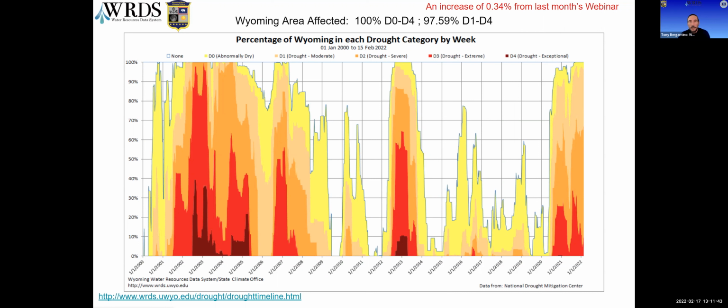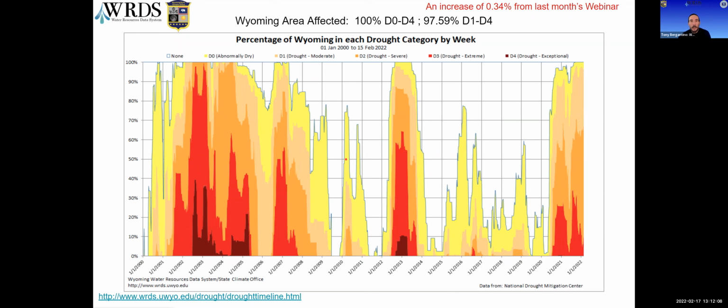A little history here. We're currently at 83 weeks where some part of Wyoming has been in D3, and this is now the longest stretch where that has been the case since about the middle of June of 2005, when a 206-week run where we had D3 conditions in the state existed.